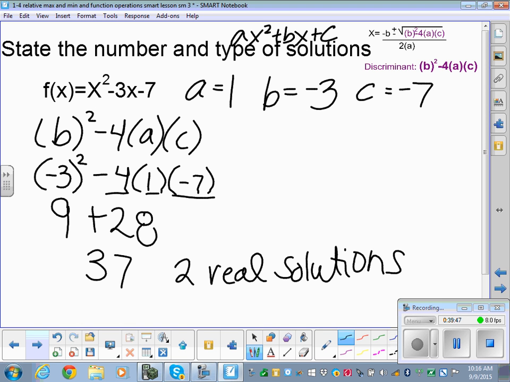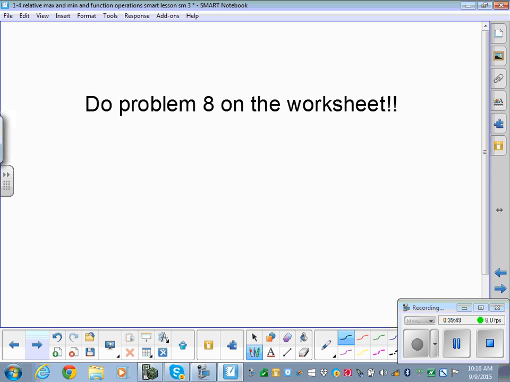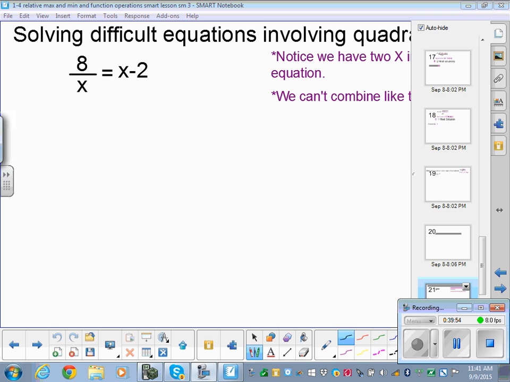Okay. So I practiced problem 8 on the worksheet while that's fresh on your brain. So continue. Okay, guys, with this one, I promised that I would do it because it was really hard. It's on the worksheet. I was going to do it for you as an example in class, but we ran out of time.